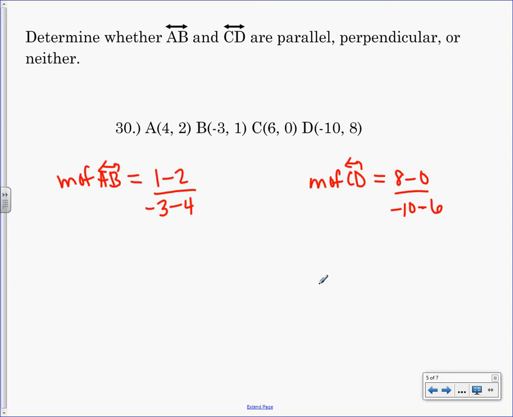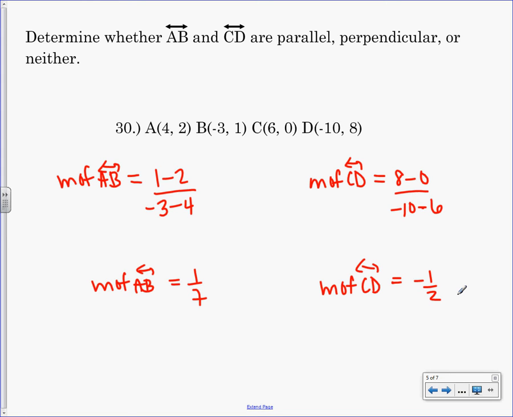Check it with a neighbor that did the same one as you. What did AB get? 1/7? What about CD? Negative 1/2. Yep. Did anyone not get what you were supposed to get? Write down the other one. If you want to show the work, you can. But at least write down the answer to the other one.